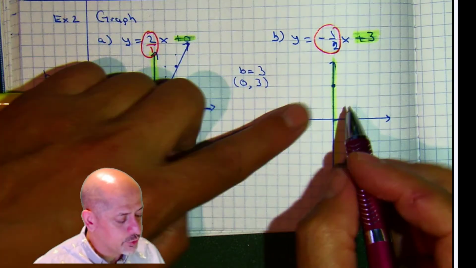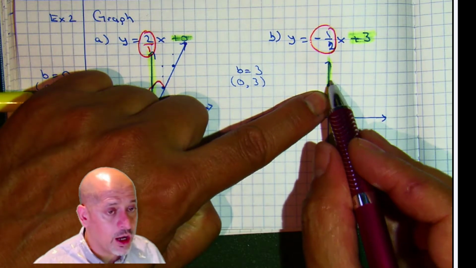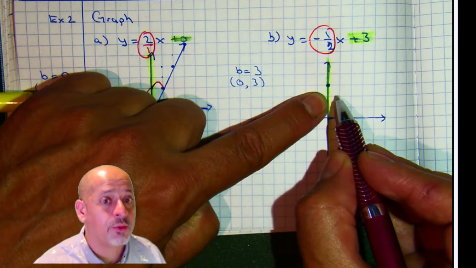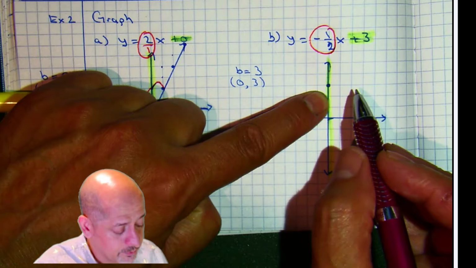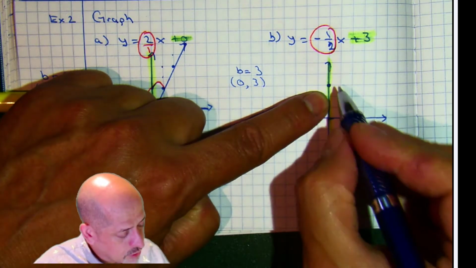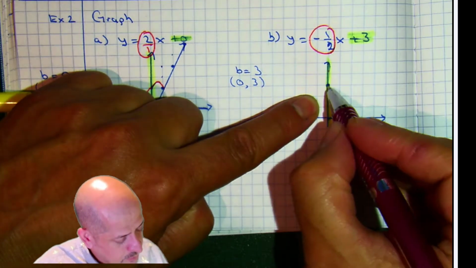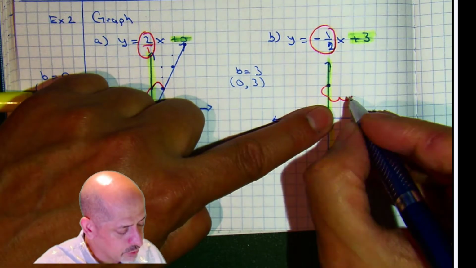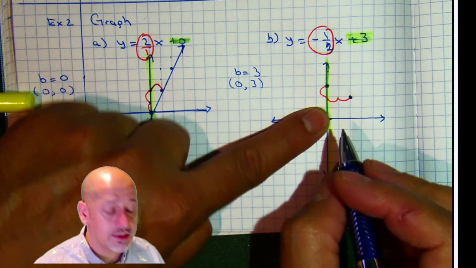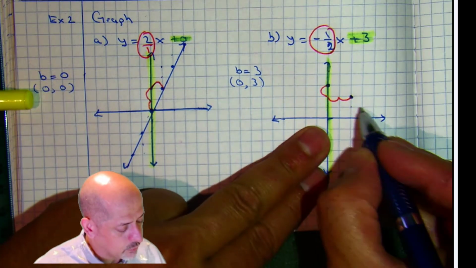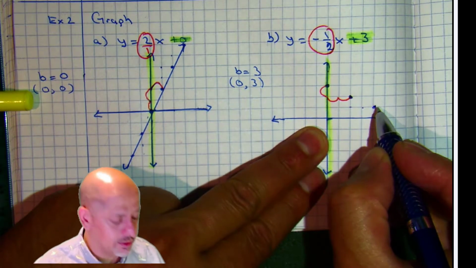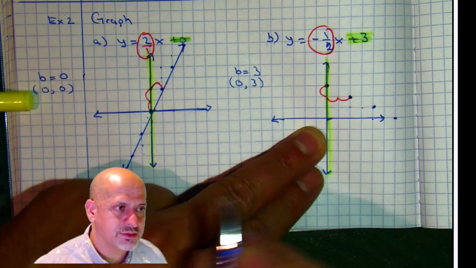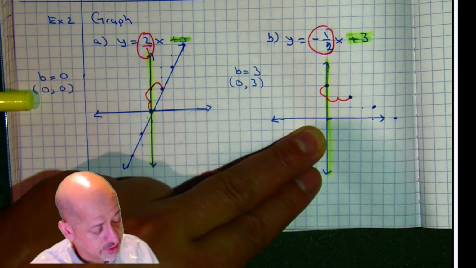That means that from this point, if it's positive, you go up into the right. If it's negative, you go down into the right, always to the right. So you're going to go down 1 and to the right 2. 1, 2. So therefore, that is my second point. And I can repeat it once again. Down 1 and 1, 2. And once again, down 1 and to the right 2. And no more space.